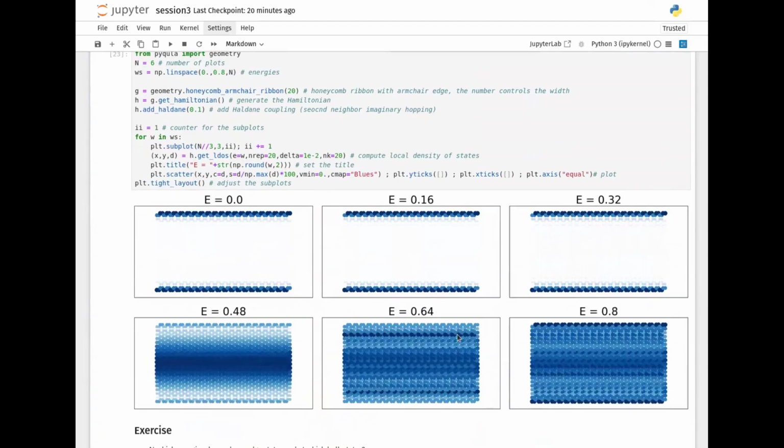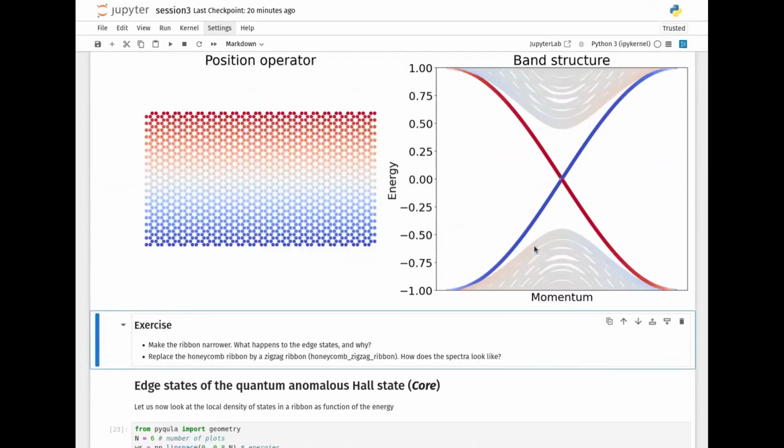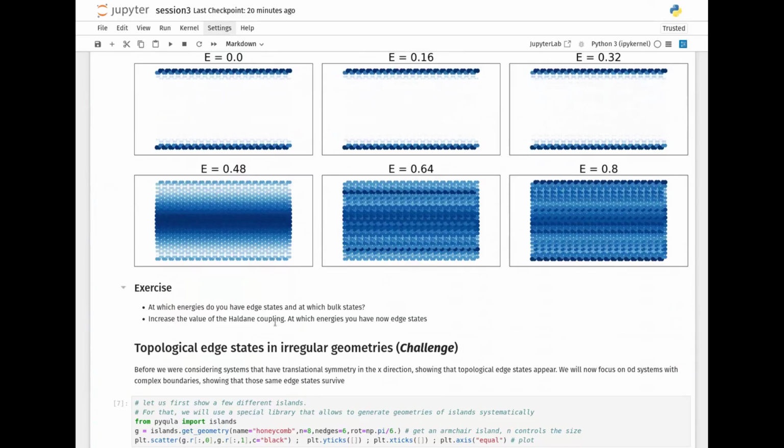And then when you go to 0.48, 0.64, and 0.8, then you start going towards the bulk states. At these energies, you see that the states are localized in the bulk. And so we can now go to the first question. At which energies do we have edge states and at which bulk states? At these ones over here, we have edge states, and then at these ones over there, we start having bulk states.